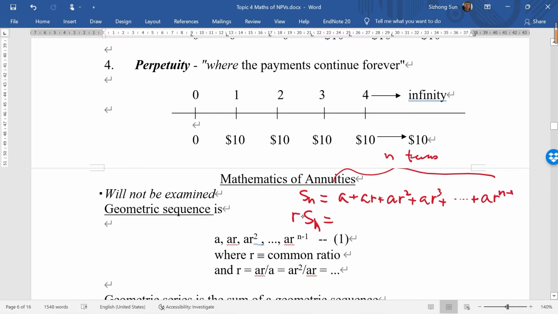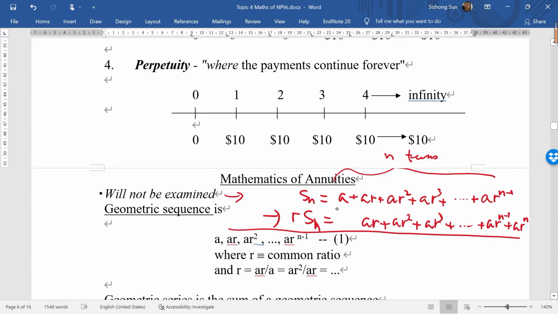So A times R, I get AR. AR times R, I get AR squared. AR squared times R, I get AR cubed. So on and so forth. So AR to the n minus 2 times R, I get AR to the n minus 1. And the last term, AR to the n minus 1 times R, I get AR to the n. Now, not sum them up, I'm going to take equation 1, the first equation, minus the second equation.